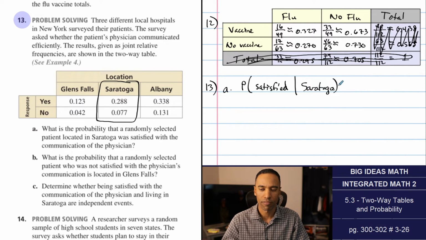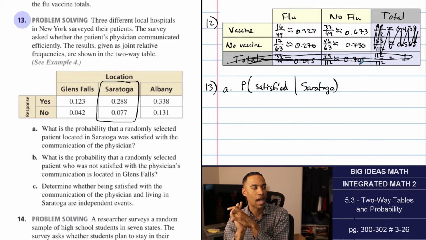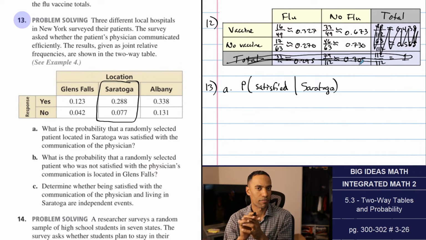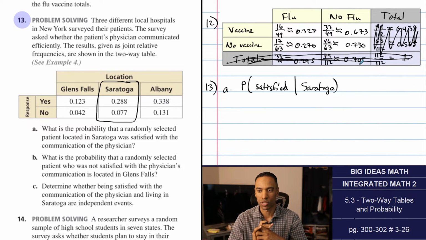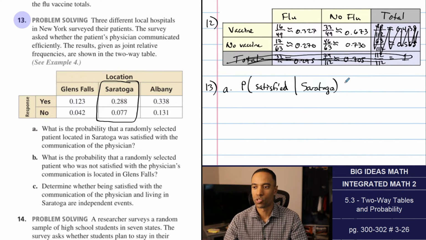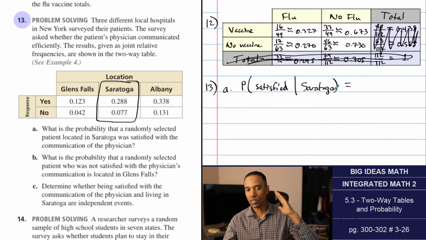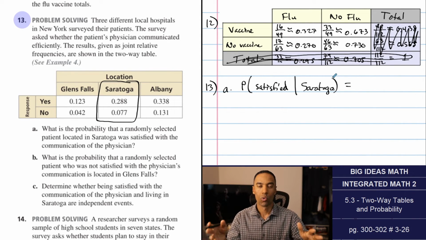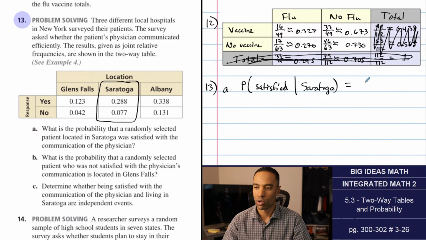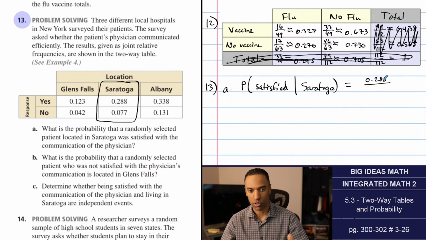Now, all we have are the percentages, the decimals, to work off of, so I can't give you the actual numbers. I could, maybe, if I worked out sums, and I don't want to do that. So we're doing this one: a patient located in Saratoga. Don't worry about Glens Falls. Don't worry about Albany. We're just looking in Saratoga. Now, if they're satisfied, that's the probability of Saratoga and satisfied, 0.288, not all that were satisfied, not 0.123 plus 0.28 plus 0.338, divided by all that live in Saratoga.